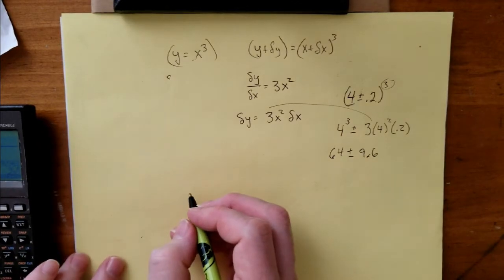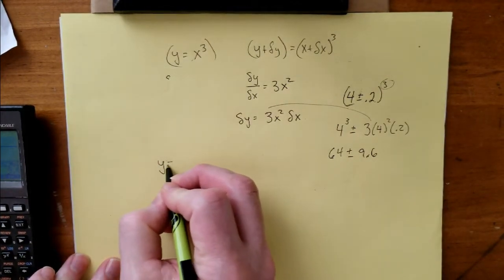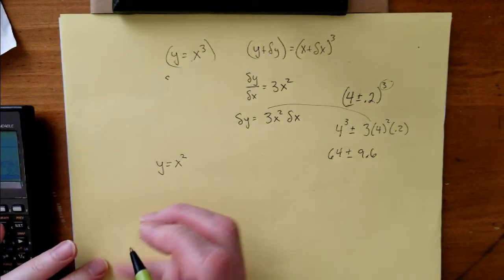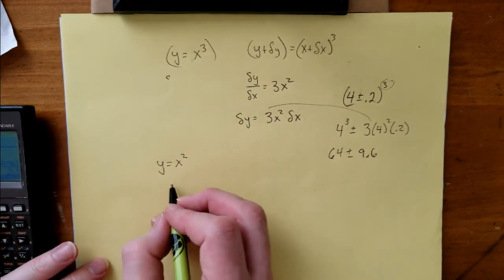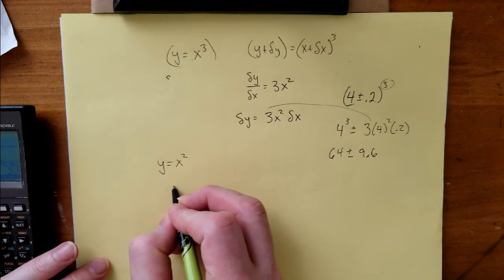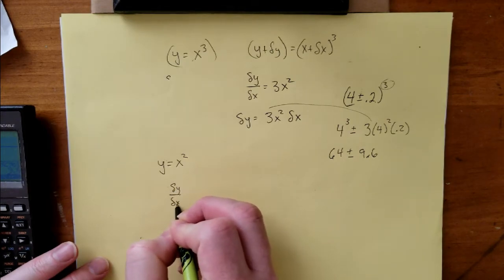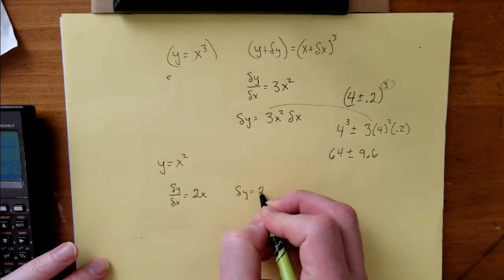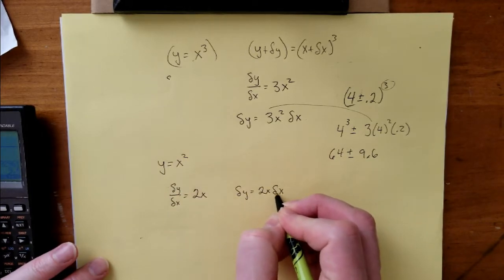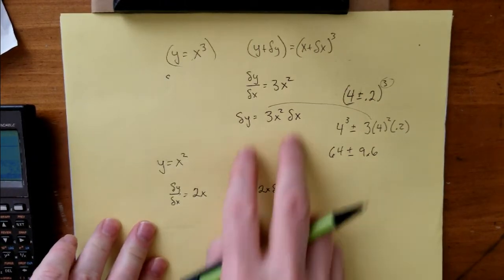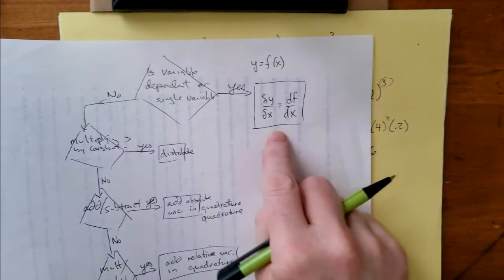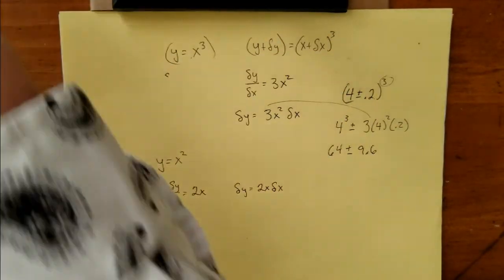If we're dealing with a square function, it's very similar to what we just did, but there's a slightly different form that sometimes you see for squares. Then the uncertainty in y over the uncertainty in x is equal to 2x, which means the uncertainty in y is equal to 2x delta x. This is the form using the formula that we talked about.